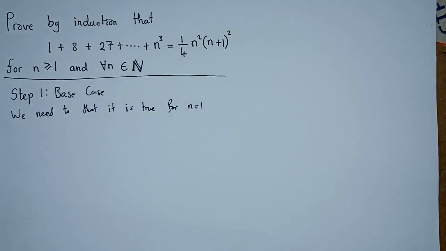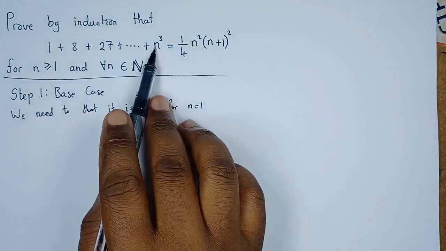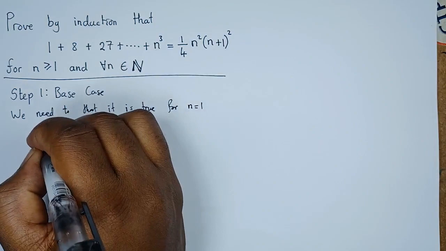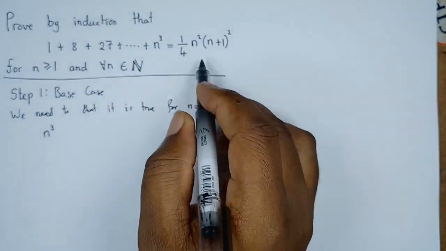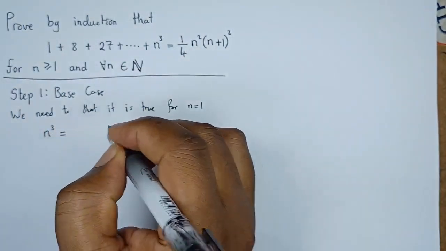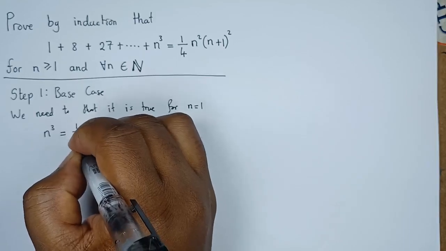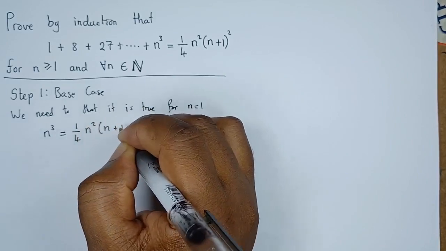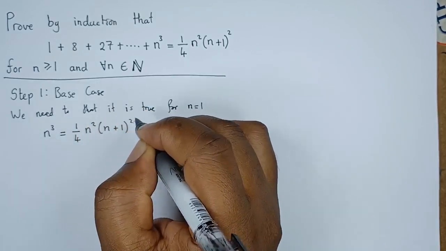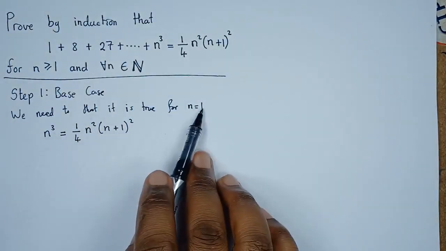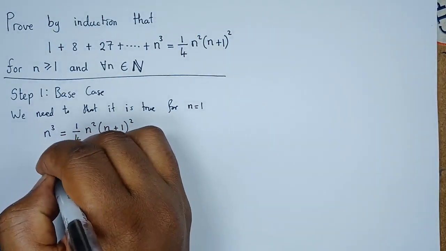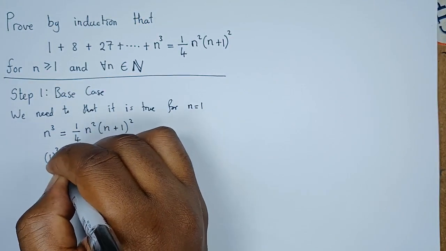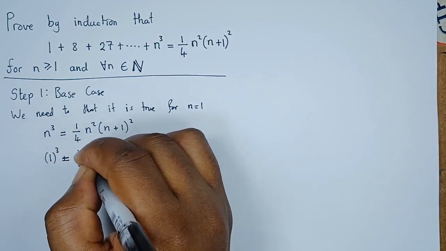To do that, we take this part from our statement, which is n to the power 3, then this part as well. So this is equal to 1 over 4 n squared times n plus 1 squared. We're going to replace n with 1. Let's see what we get. This gives us 1 to the power 3 equals 1 over 4.